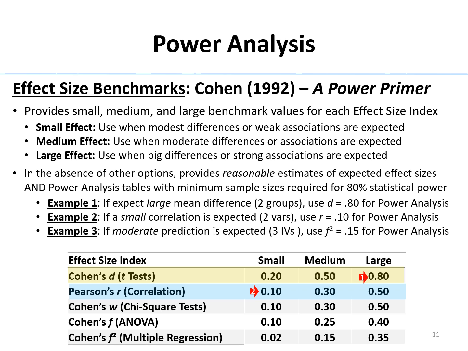Then finally, if I am doing predictions, so I'm doing a regression study, and I've got 3 independent variables and I expect a moderate percentage or proportion of variability accounted for in my dependent variable using those 3 independent variables, I would use Cohen's f for a multiple regression, and the effect size I would use is 0.15.